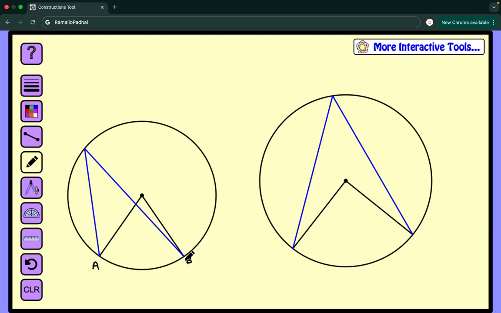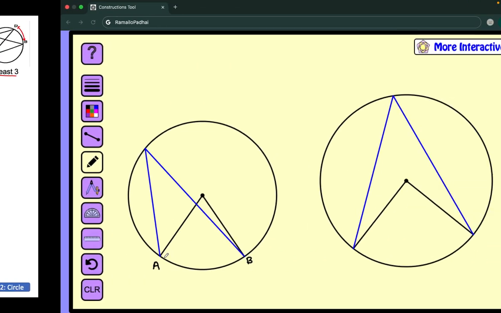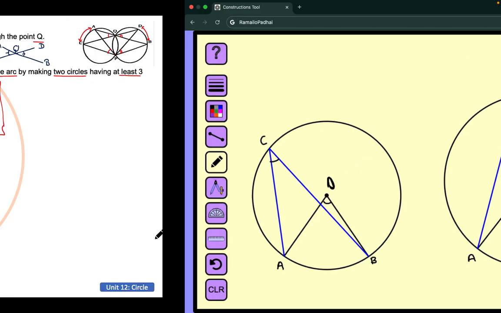I forgot to mention that. You write central angle that has radius. Now measuring and filling out the table. We haven't written any arc. It is fine. It is better to write, but if you do not write, it is also fine. Now this will be C and this will be O. Okay. So this is the central angle and this is the inscribed angle. We will measure this and fill in the table.